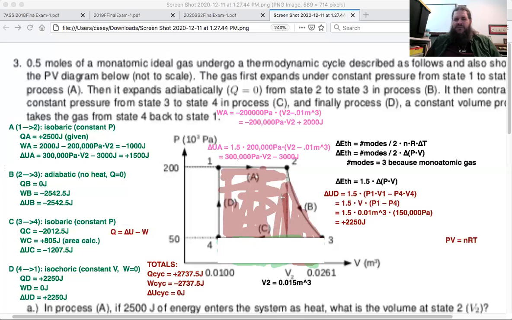So this is a very useful shortcut for cyclic processes. If you want to know the total work done in one full cycle, just look at the area enclosed inside the curve, and that's the amount of work for one full cycle.